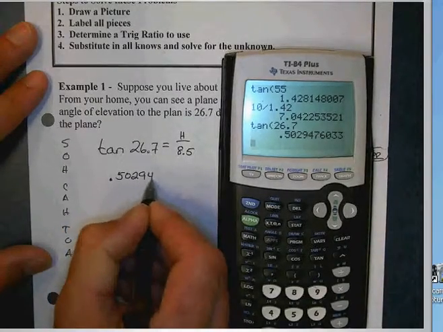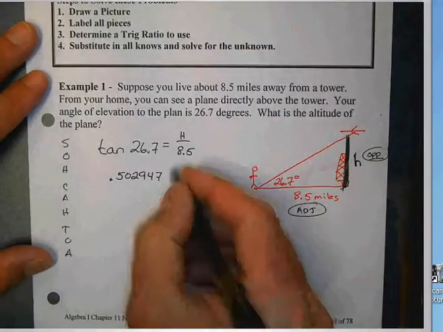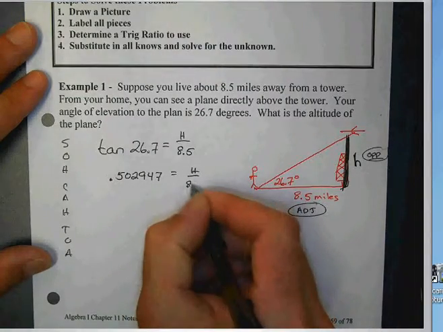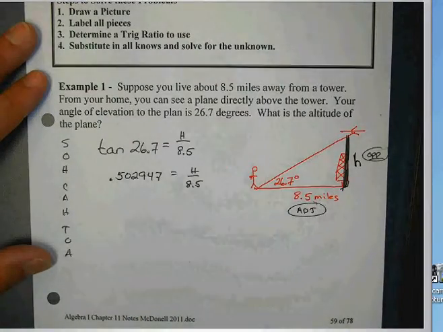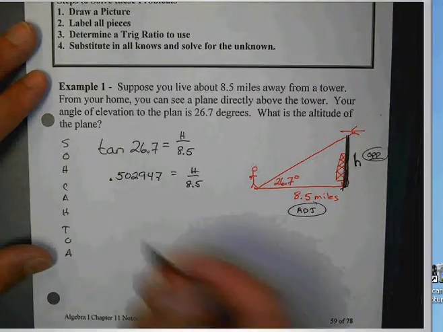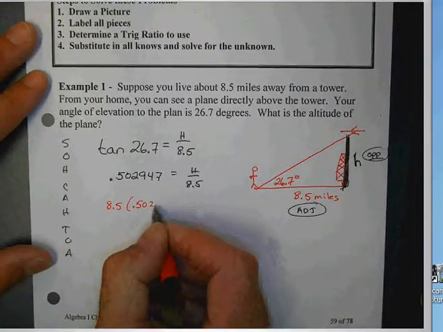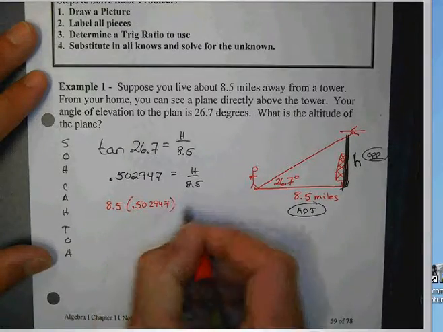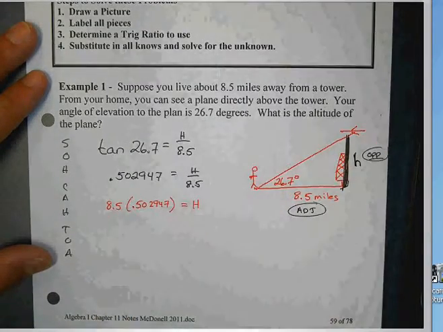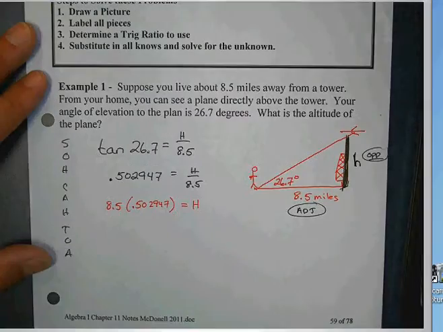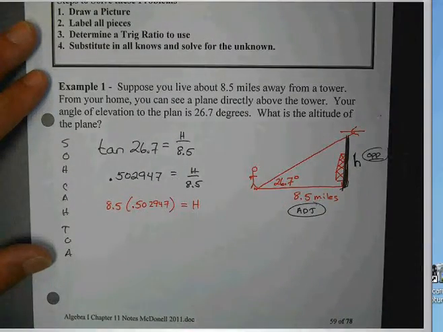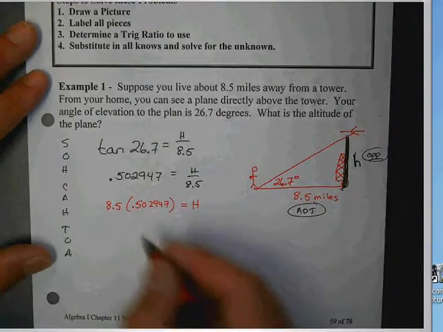Equals H over 8.5. How do I get rid of dividing by 8.5? Multiply. So 8.5 times 0.502947. Why am I keeping so many decimals? To make sure it's accurate. So I'm going to multiply times 8.5 on my calculator. That gives me 4.27505 equals H.